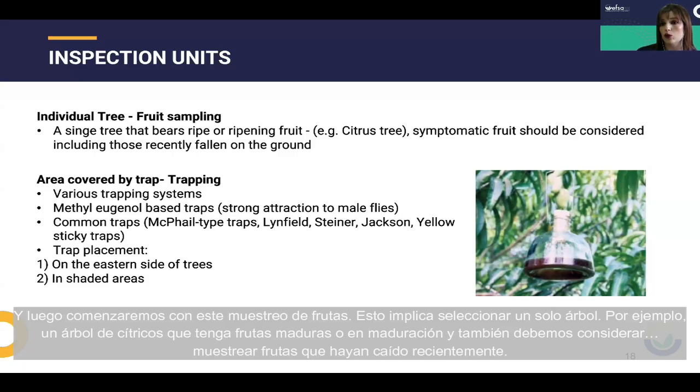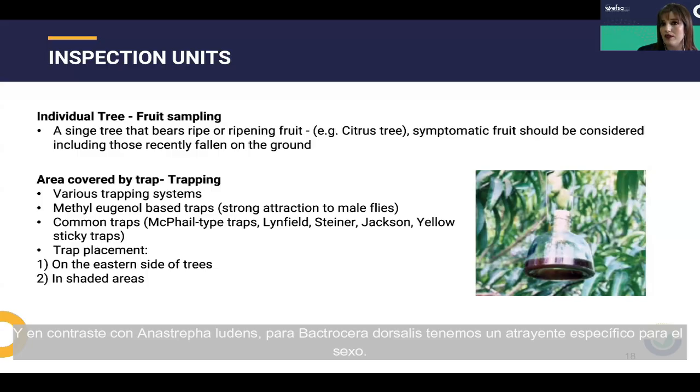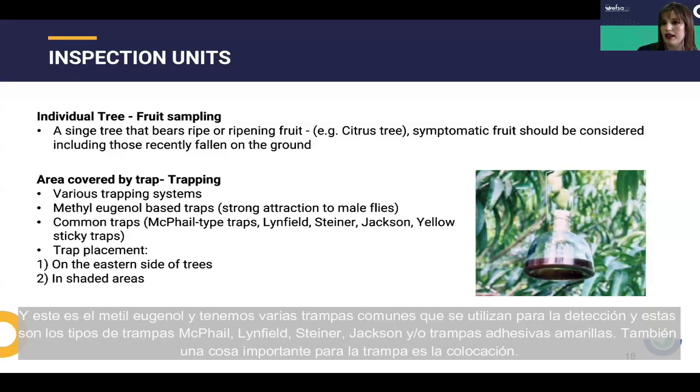And also we have to consider sampling fruits that are recently fallen. And regarding the trapping, for Bactrocera dorsalis, we have a variety of trapping systems. In contrast to Anastrepha ludens, for Bactrocera dorsalis we have a sex-specific attractant, and this is methyl eugenol.